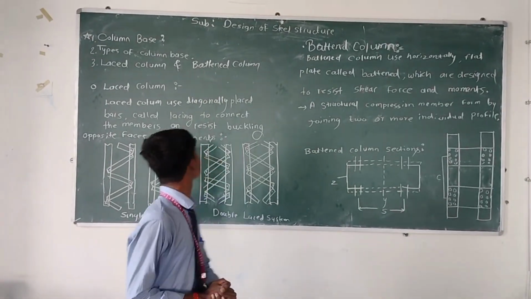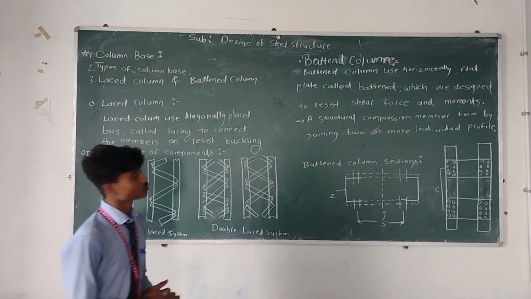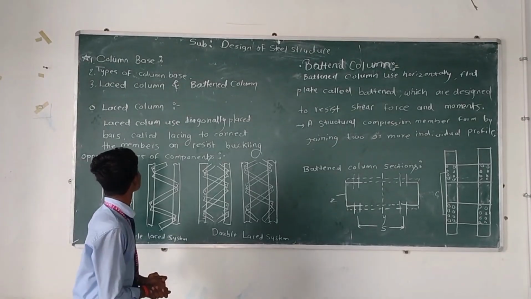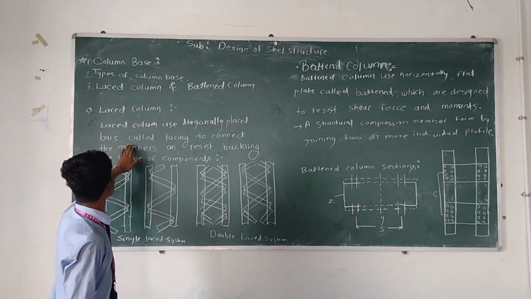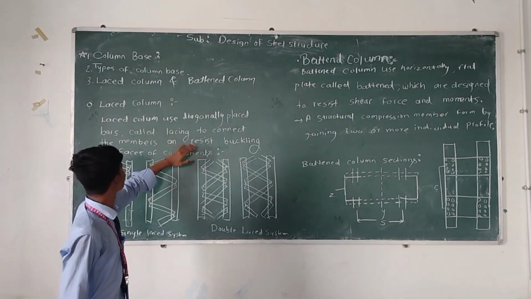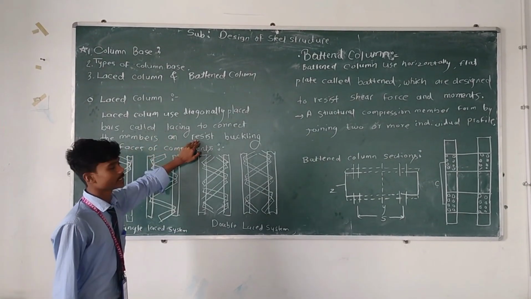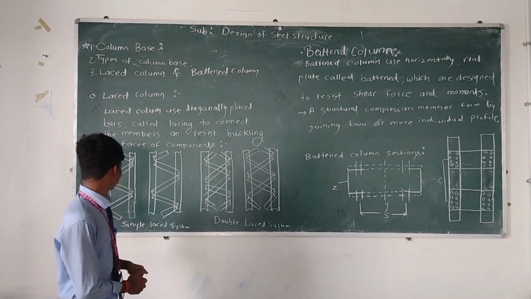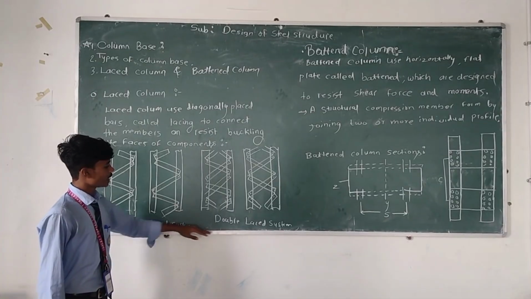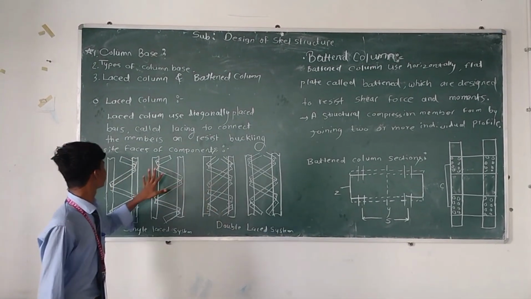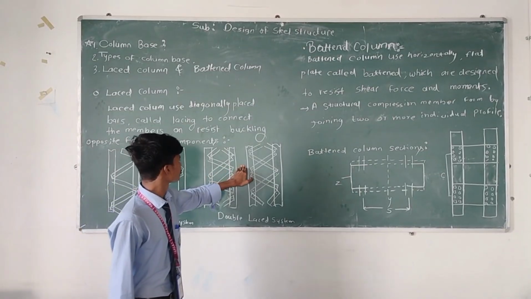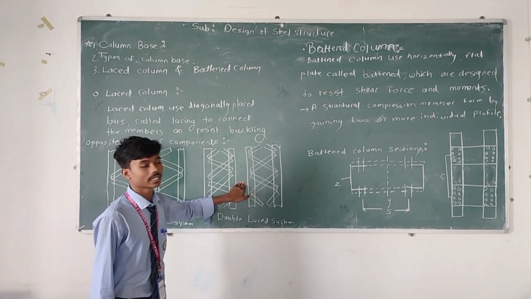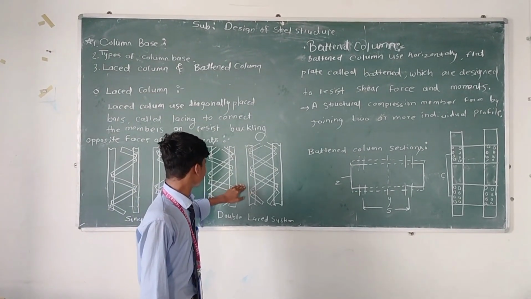So next is what is lacing column and batten column. First, lacing column. Lacing column uses diagonally placed bars called lacing to connect the members and resist buckling. So first is single lacing system and double lacing system. This is on opposite faces of components. This is perpendicular axis and lacing system.